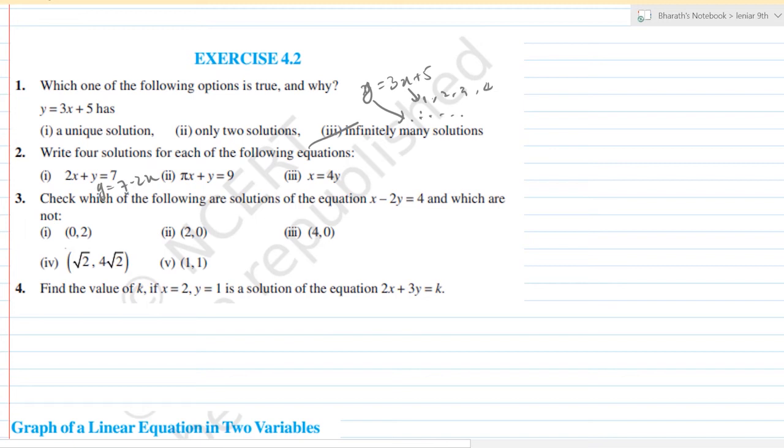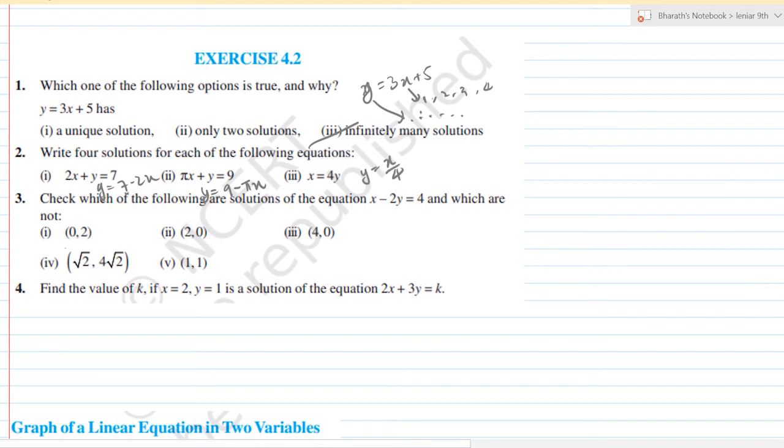Take any values of x, such as negative integers like minus 1, minus 2, minus 3, minus 4, and you can get any answers. Here also it's the same: y is equal to 9 minus pi x. You can even put 0 as x. You can take anything: whole numbers, integers, rational numbers, anything. And even here, y is equal to x by 4.